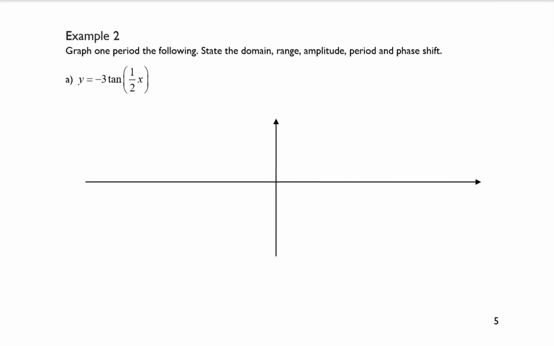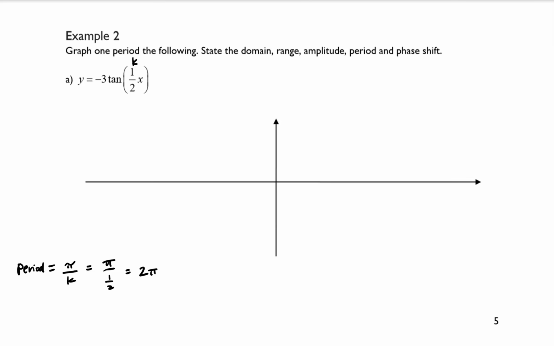So here our k value is 1/2, and if I wanted to start off with the period, I know that would be equal to pi over k. And in this case, k is equal to 1/2. And so if we simplify that, that ends up being 2 pi. That means that the distance between my two vertical asymptotes is going to be 2 pi.